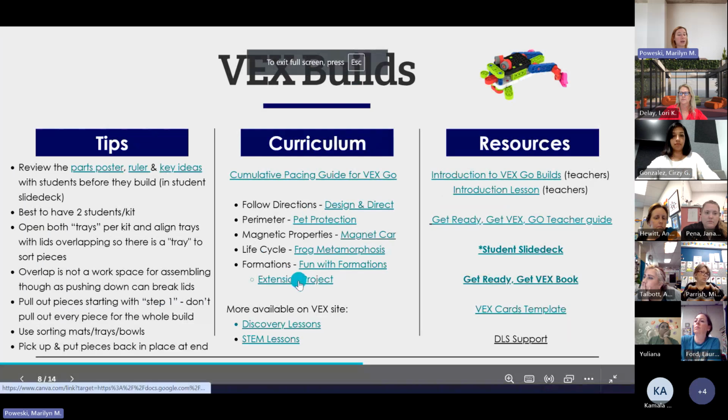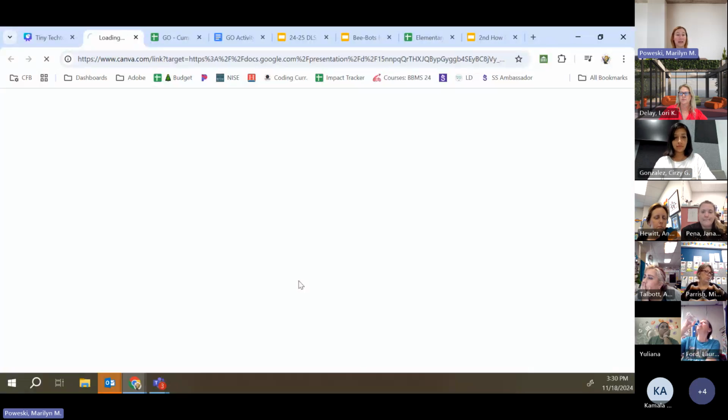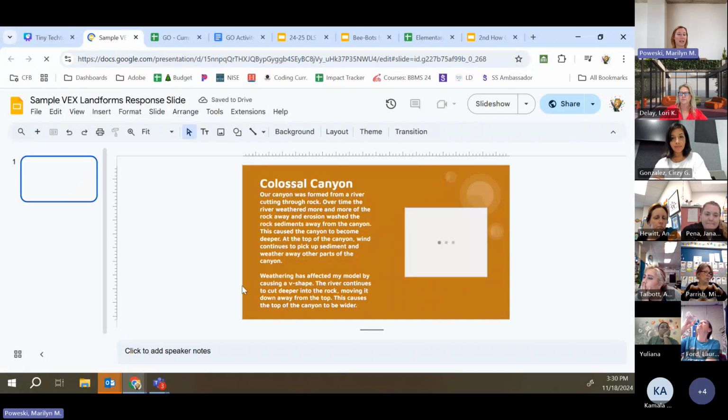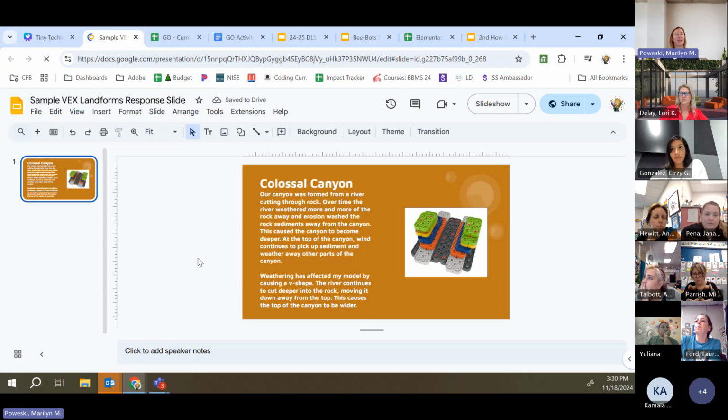And this is what I was talking about with how you can grade something with it. It can be a graded activity. I had them make a presentation with it. They had to take a picture of what they built. You could also do this in Seesaw. We did it through Google Drive or through Google Slides.